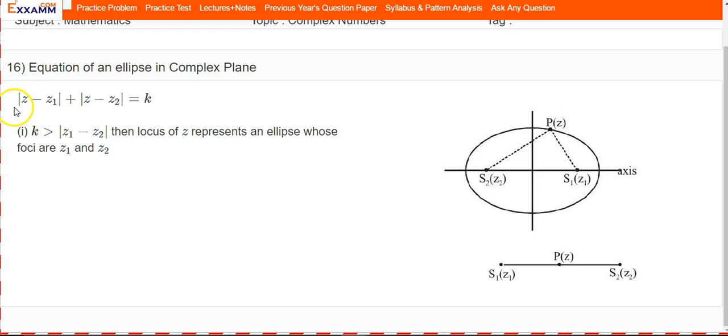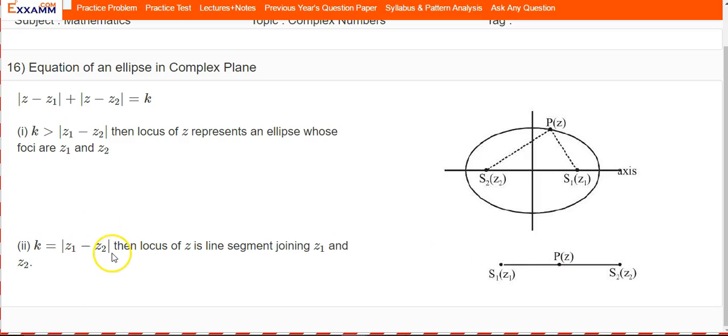Whenever we are given a question of this form, modulus of z minus z1 plus modulus of z minus z2 is equal to k, the first thing we will do before assuming it to represent an ellipse is check whether modulus of z1 minus z2 is equal to k, and if that is the case, then we will have to assume that the locus of P would be a straight line.